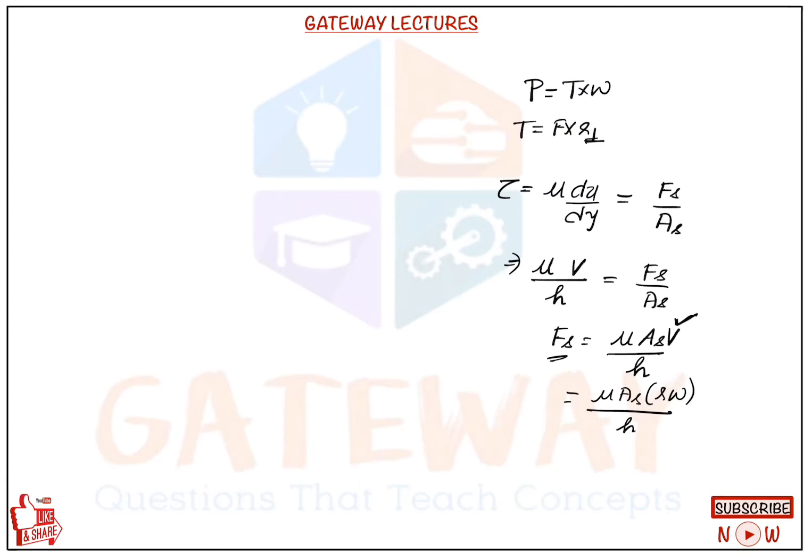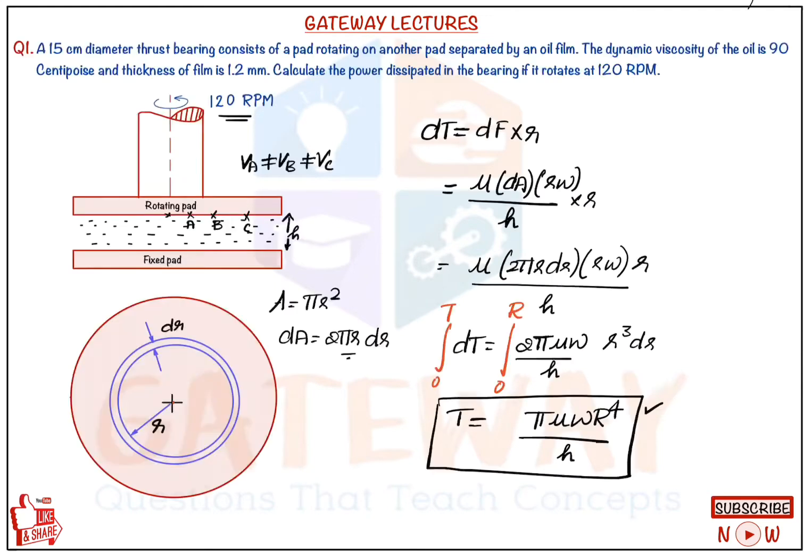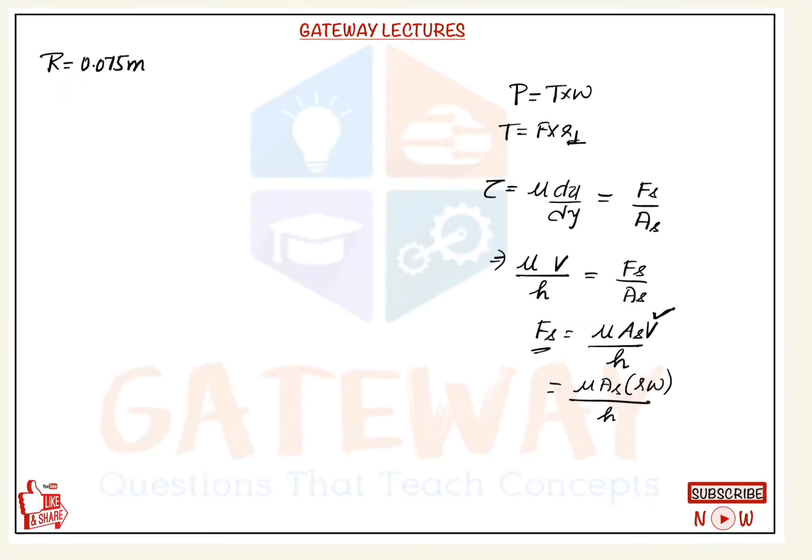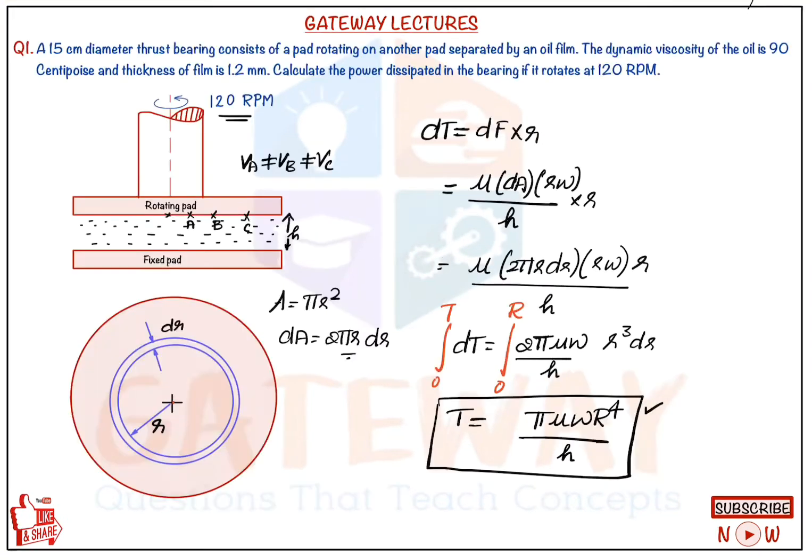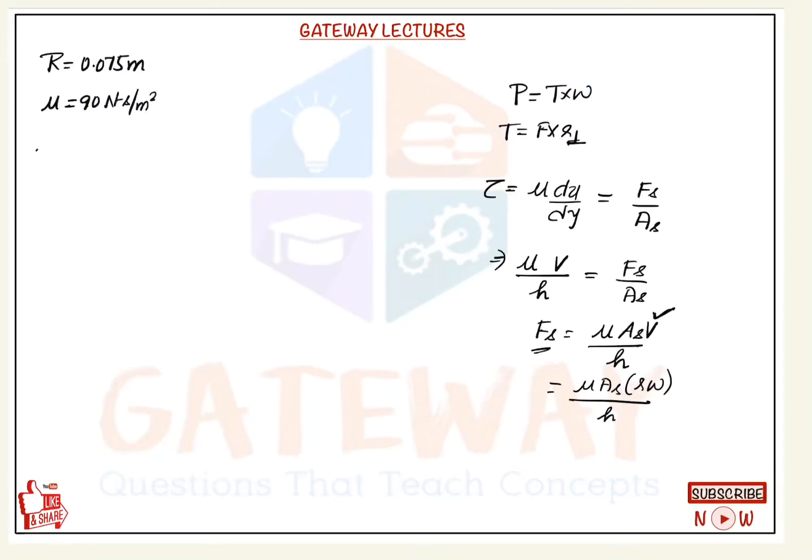Here we'll just go into the question. In the question it is said the diameter is 15 centimeter. If diameter is 15 centimeter, then radius will be 7.5 centimeter, that is nothing but 0.075 meter. And also mu is given as 90 centipoise, nothing but 90 Newton second per meter square, that is an SI unit. And film thickness is given as h is equal to 1.2 mm, that is nothing but 1.2 into 10 power minus 3 meters.